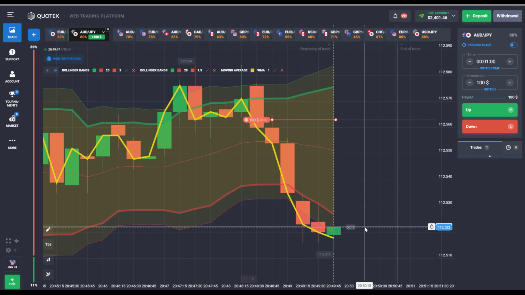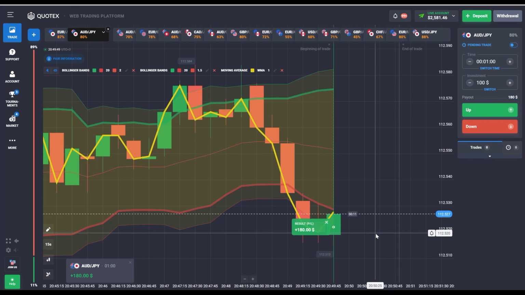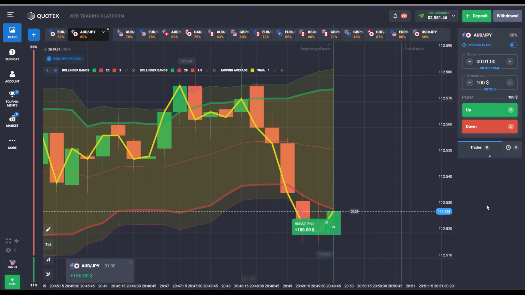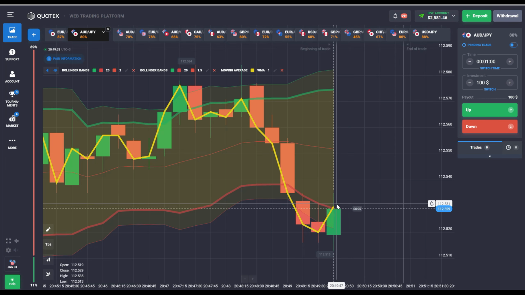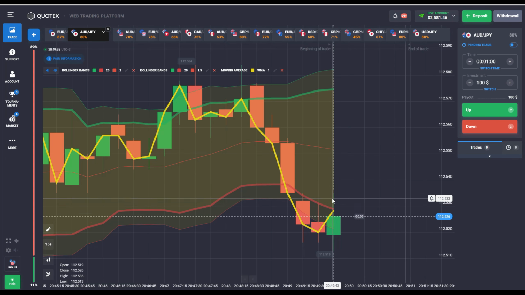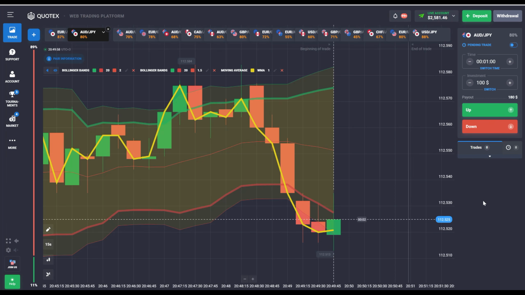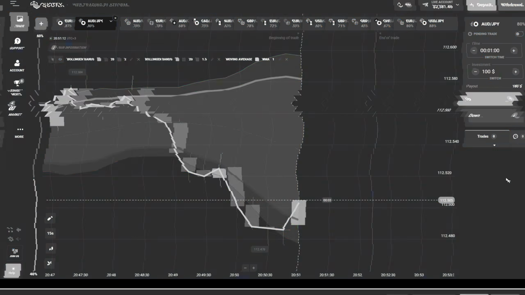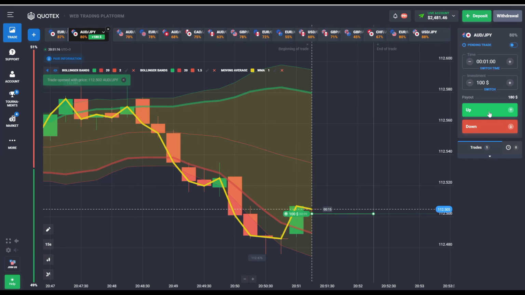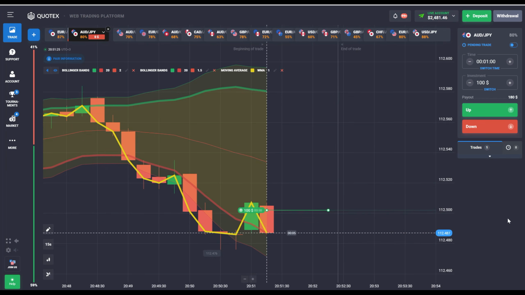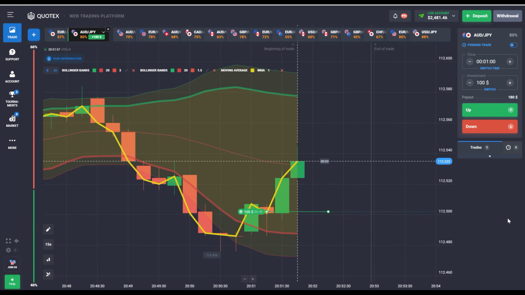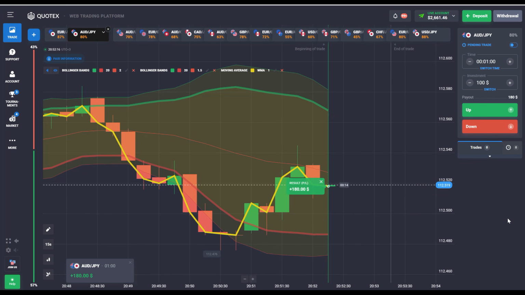A new signal hasn't appeared yet and it's still unclear when it will. Perhaps in about 10 seconds, if the candle closes inside our Bollinger Bands channel. But not yet. A signal for an increase is forming. And let's finish with this trade. The trade closes in profit.